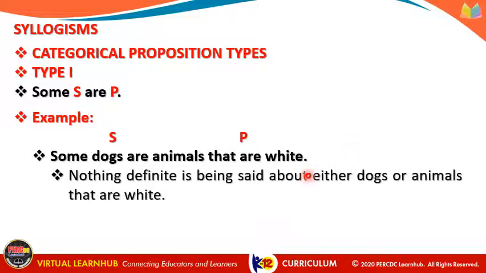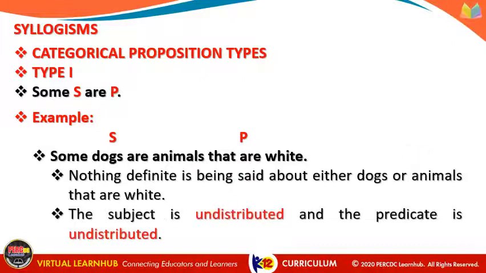As we can see here, nothing definite is being said about either dogs or animals that are white. Nothing definite is being said about all dogs, because it says here some dogs are white, so not all dogs are white. So it does not say something about all dogs, and at the same time, it does not say something about all animals that are white. We cannot say that all animals that are white are dogs. Thus, the subject is undistributed and the predicate is also undistributed.